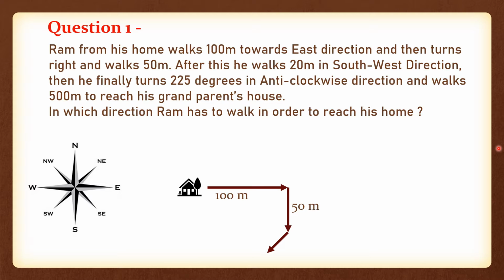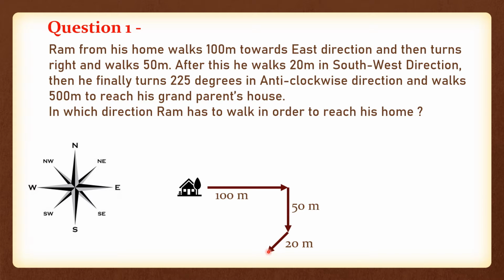So this will be your southwest direction, and the distance you will cover is 20 meters as mentioned in the question. Okay, so you have already walked 20 meters in southwest direction, correct? Now then Ram finally turns 225 degrees in anti-clockwise direction, and then he walks 500 meters. So first what he is doing, he is turning 225 degrees in anti-clockwise direction. So from here you need to turn 225 degrees.